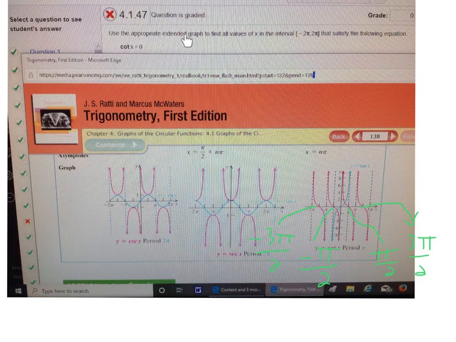Use the appropriate extended graph to find all values of x in the open interval from negative 2 pi to 2 pi that satisfy the following equation: cotangent of x equals 0.